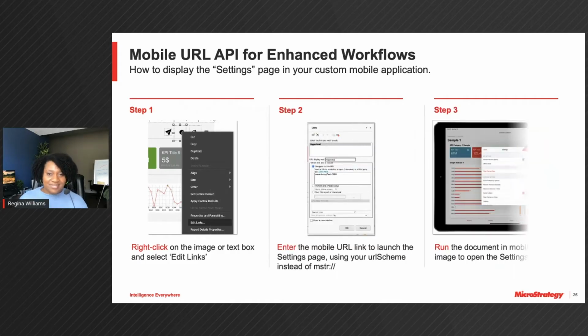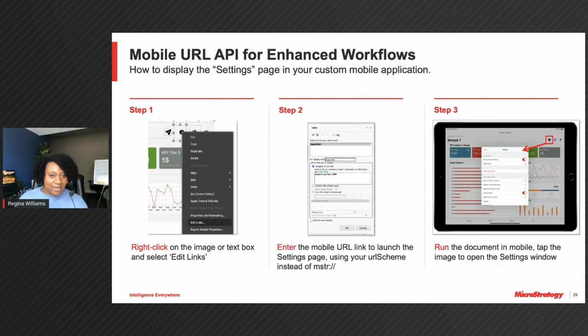So to do that, just a few steps. First thing you want to do is modify the image or the text box that you want to add the link to. When you right click on that one, choose Edit Links, then go to navigate to a specific URL, and then you want to type in your event there. So in this case, we are using the URL event that will trigger the settings page to open in the dashboard. So in step 3, once you do that change in the edit links area, step 3 will show the actual dashboard showing the settings when you tap on that link.